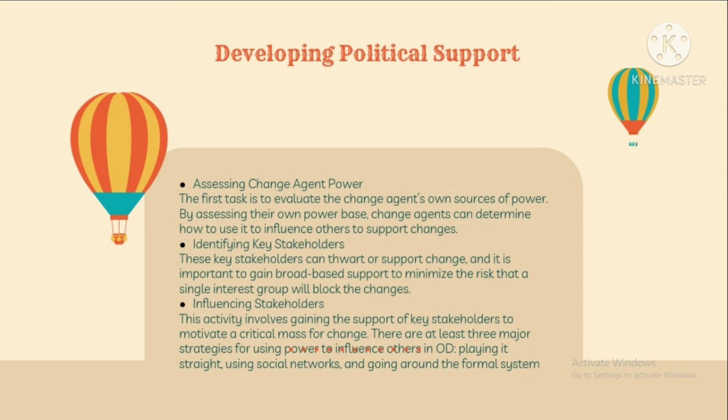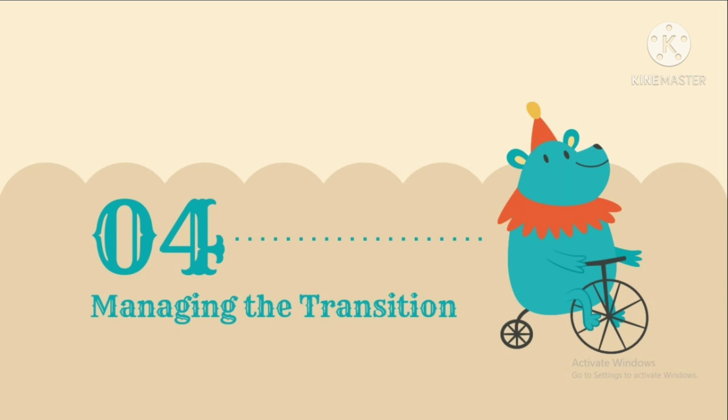And the third is influencing stakeholders. This activity involves gaining the support of key stakeholders to motivate a critical mass of change. There are at least three major strategies for using power to influence others in OD, or organizational development: playing it straight, using social networks, and going around the formal system. Foundation number 4 is managing the transition.